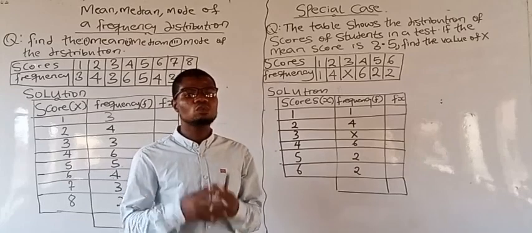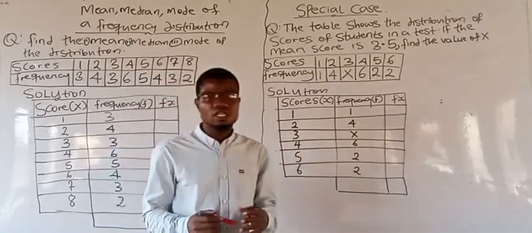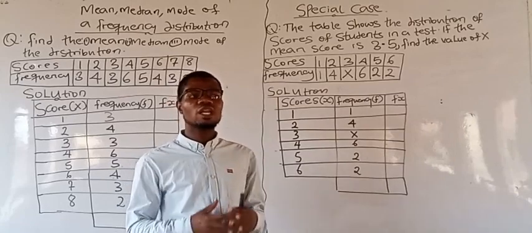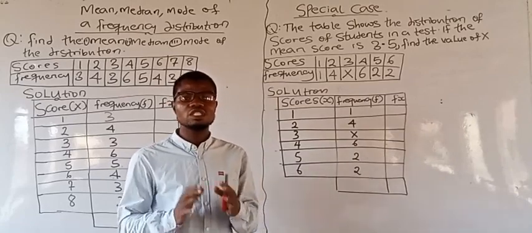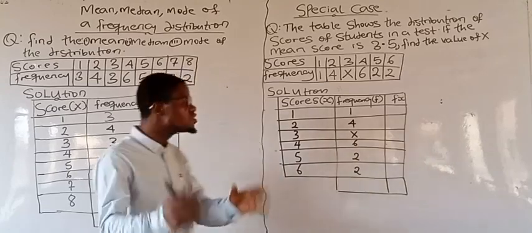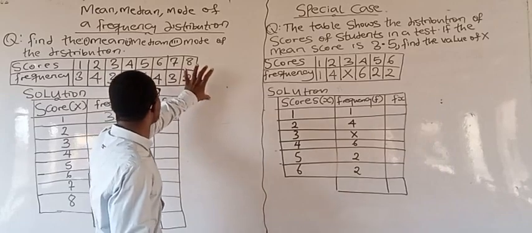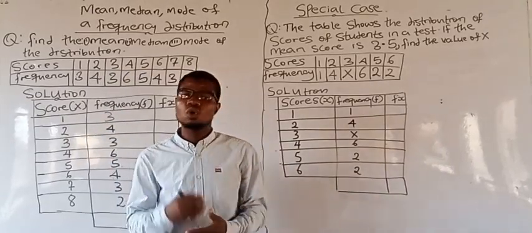So this time around, we'll be looking at questions on the mean, median, and mode of a frequency distribution. Don't forget that in our last video, we only talked about raw data, where the question does not include a frequency. But in this case, the question given to us includes frequency. So we'll be going from simple to complex.